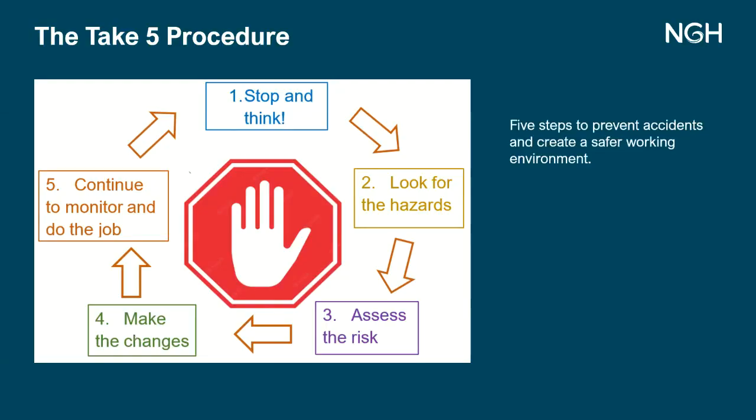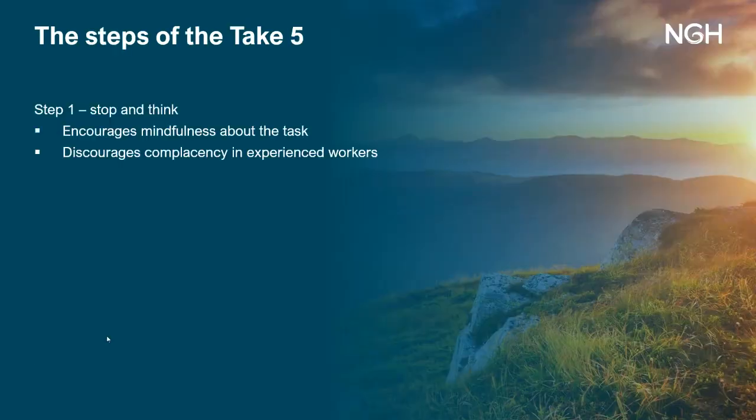The Take 5 safety procedure is a 5-step procedure to prevent accidents and create a safer working environment. It should be conducted before beginning work and before beginning every new task. The first step in the Take 5 process is to stop and think. This encourages mindfulness about the task at hand.